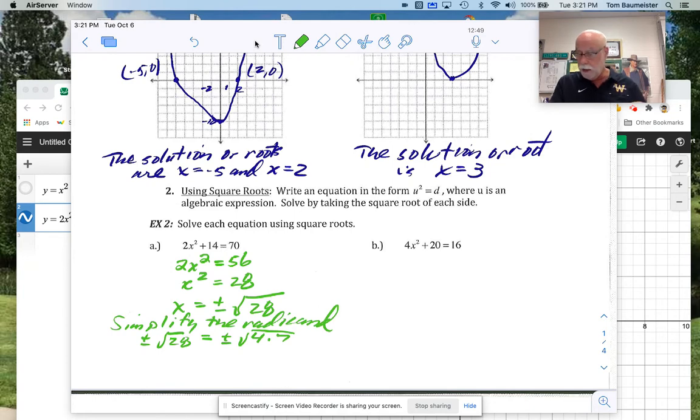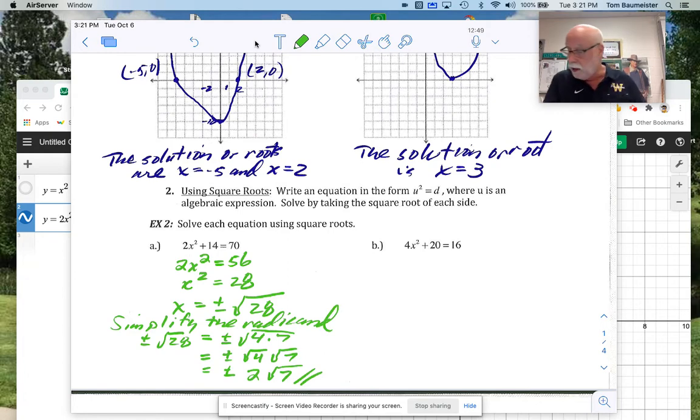All right, so if it's 4 times 7, remember now, since I have it as a multiplication there, I can break it up to plus or minus the square root of 4 times the square root of 7, and you know that the square root of 4 is 2. So we would have plus or minus 2 times the square root of 7, and that is your answer.